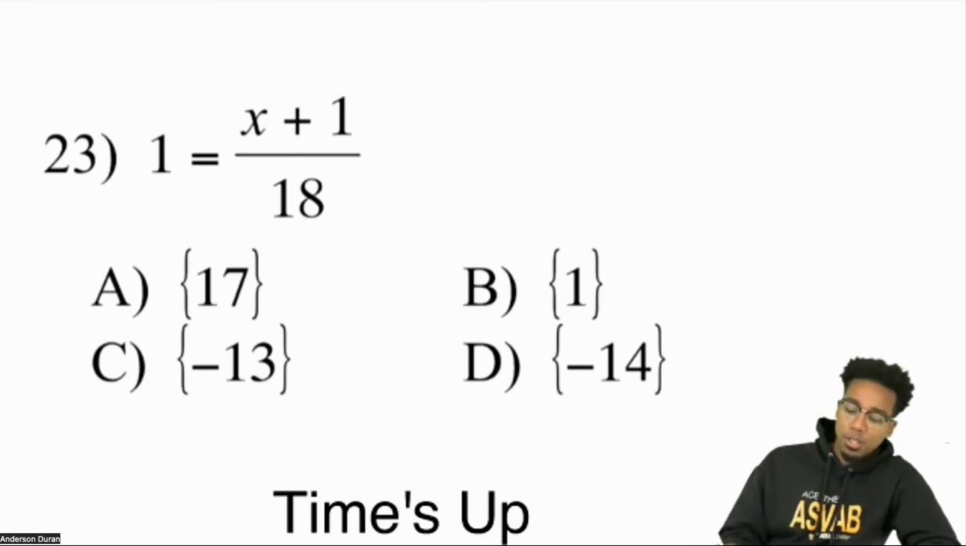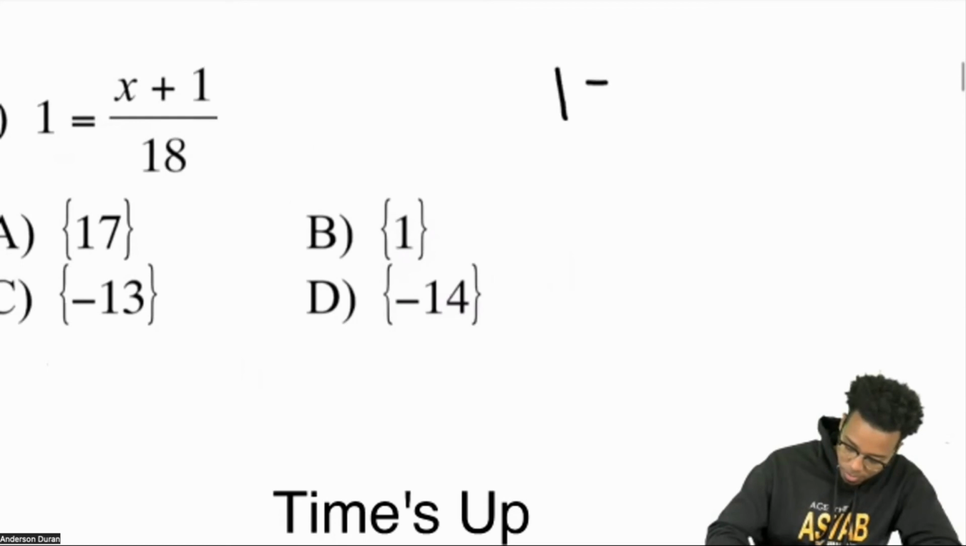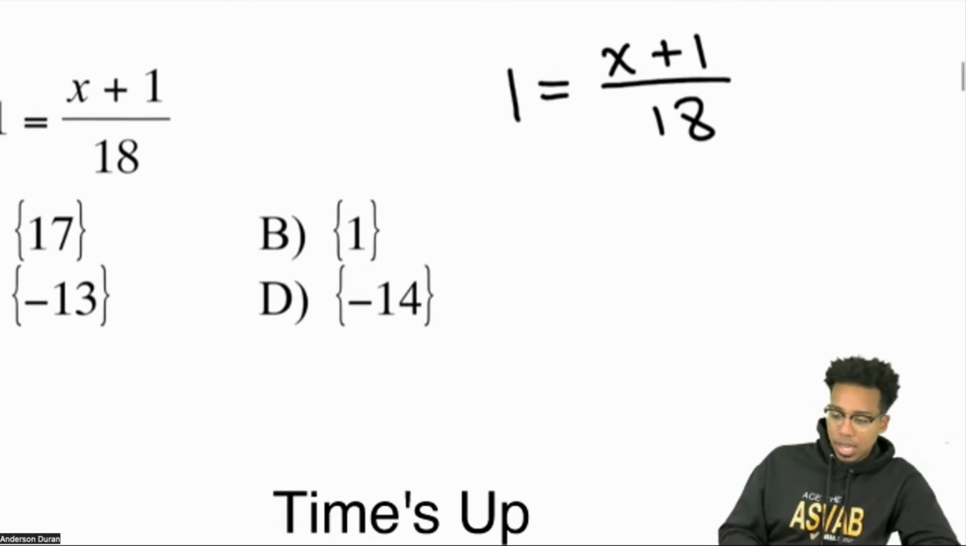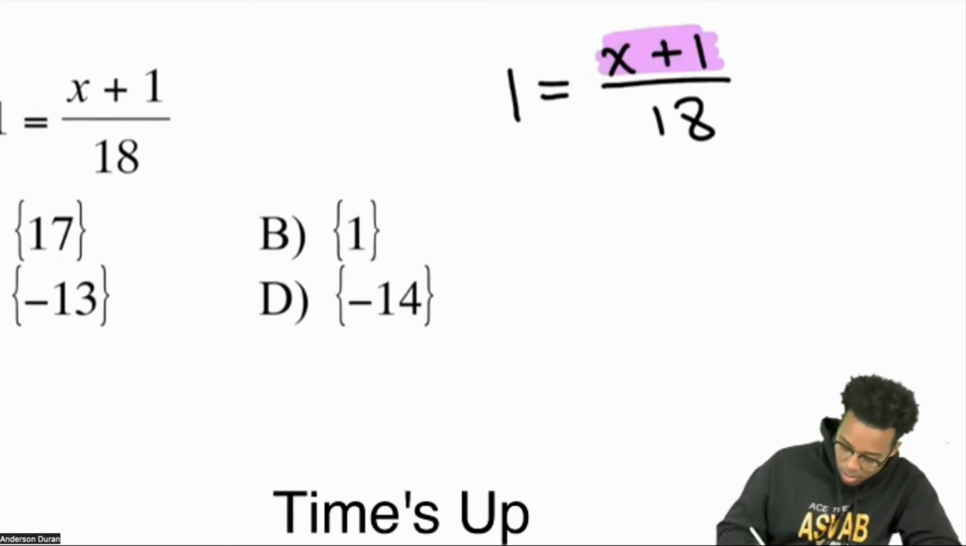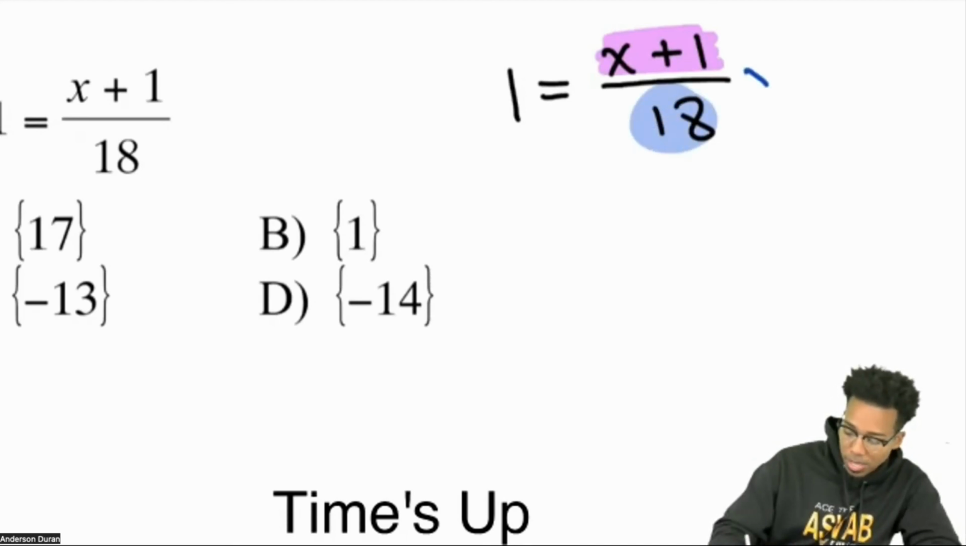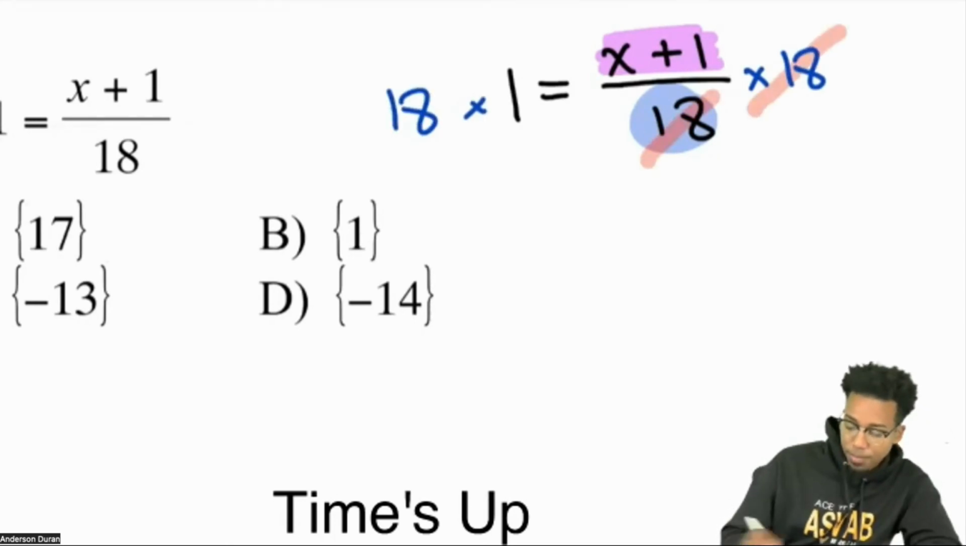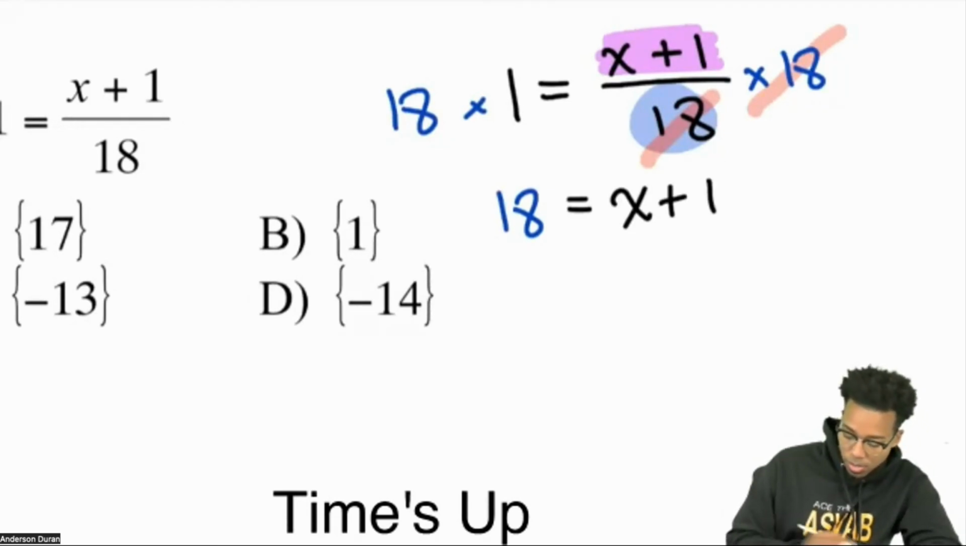1 equals x plus 1 over 18. I'm looking at this and I'm going to rewrite it. What we see is that, hey, look, we have the entire x plus 1 here divided by the 18. So I want to get rid of that 18 and I know it's being divided. The opposite is multiply the 18. So when we do that, that gets canceled out. And then we have 18 times 1. 18 times 1 is 18. And that's going to equal the x plus 1.